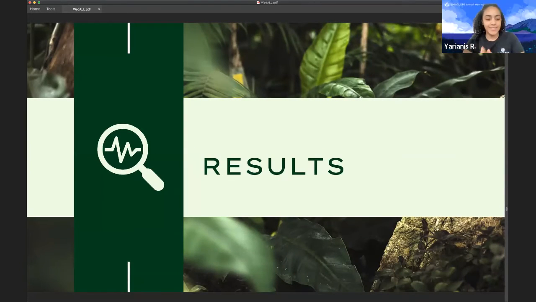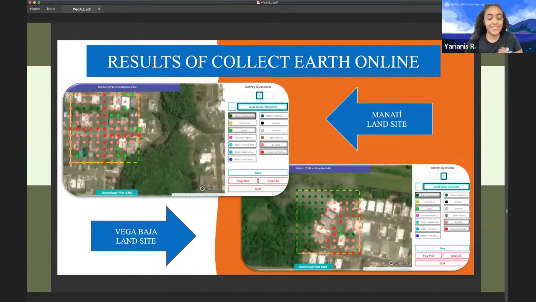The results. The results of Collect Earth Online. In the first picture, you can see the Manatí land site with trees, grass, buildings, and impervious surface. And on the second photo is the Vega Baja land site with trees, grass, buildings, and impervious surface. But as you can see, in Vega Baja, there are more trees than in Manatí, and more buildings in Manatí than in Vega Baja. You can go next.